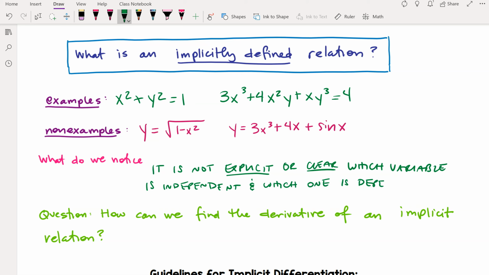Okay, so that's all implicitly defined relations means. We can't tell which variable is independent or dependent because they're not isolated. They're all on the same side. They're kind of all doing their thing together. Okay, so how can we find the derivative? We need to know how to find the derivative of an implicit relation.